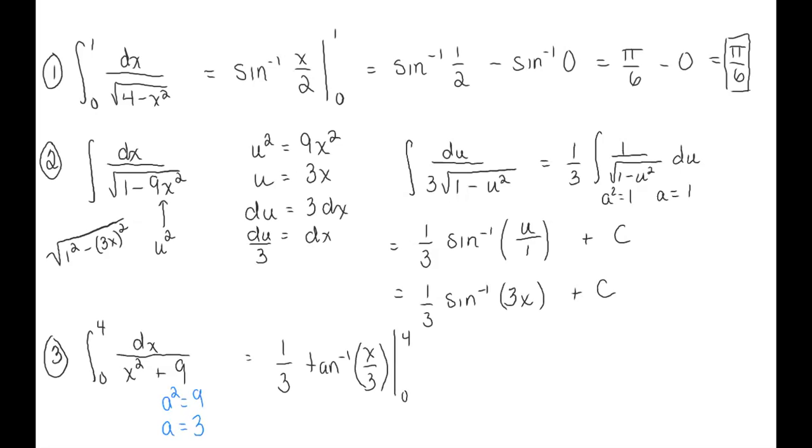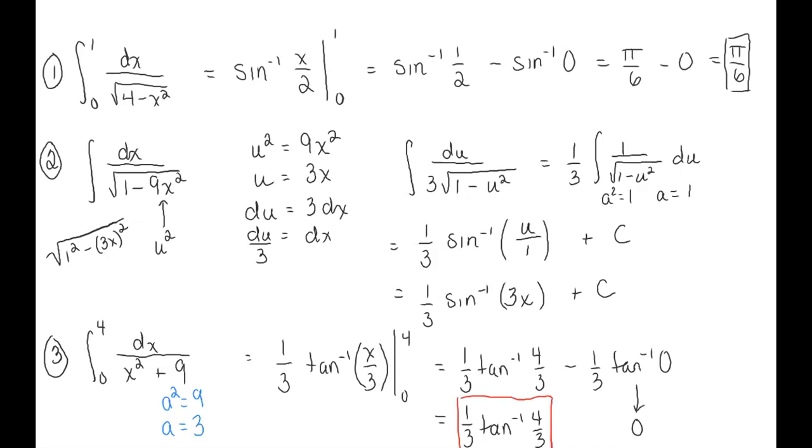Would it be in degrees or radians? So the true definition of the inverse trig function should be in radians always. So you could leave this in exact form. For example, when we write this out, it's 1/3 tangent inverse 4/3 minus 1/3 tangent inverse 0. But tangent inverse 0 is 0. So our answer in exact form is 1/3 tangent inverse 4/3. If they asked for exact form, you leave it just like that. If they ask for an approximation, you approximate in radians.